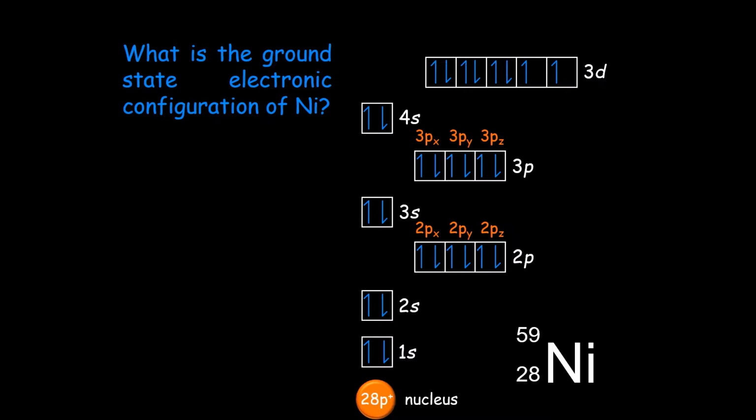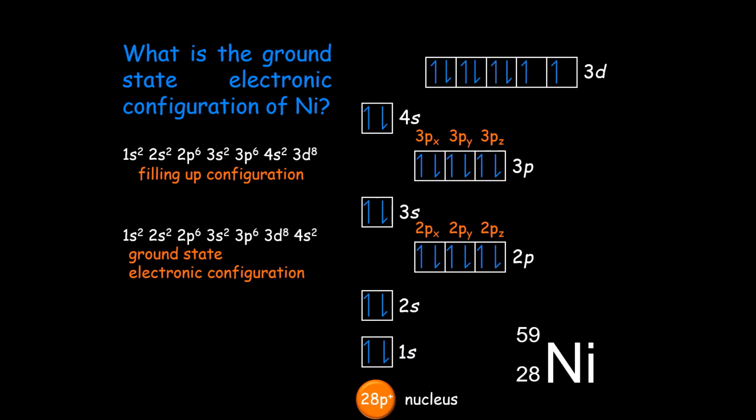It's the order in which we put electrons into these orbitals. But it's not the electronic configuration. So that's just the filling up configuration there. The ground state electronic configuration is where we swap around the 4s and the 3d. So we put the 3s2, 3p6, 3d8 together and then the 4s2. And that's because once electrons go into the 4s and the 3d, then the 4s becomes higher in energy than the 3d.